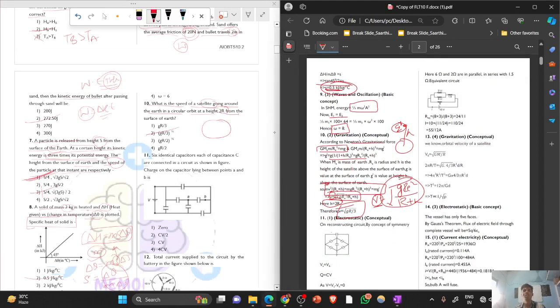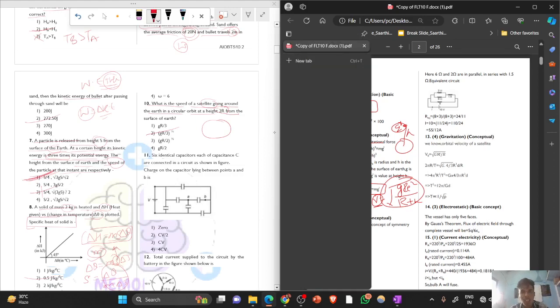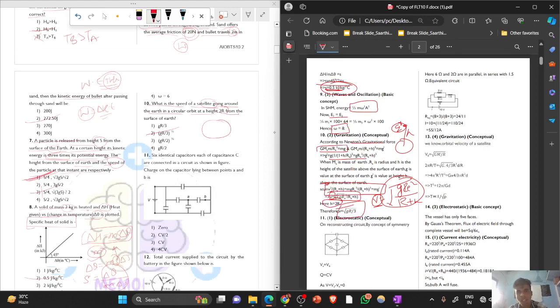You just need to understand what the value of effective g is at a height h, from the surface of the earth. Once you know that, you can easily calculate the speed there by using energy conservation. You can write the potential energy and then the kinetic energy, and then you can easily find the speed of the satellite at that particular point.